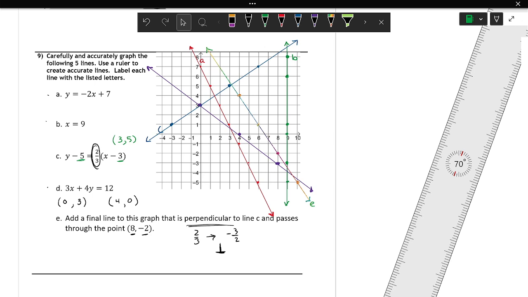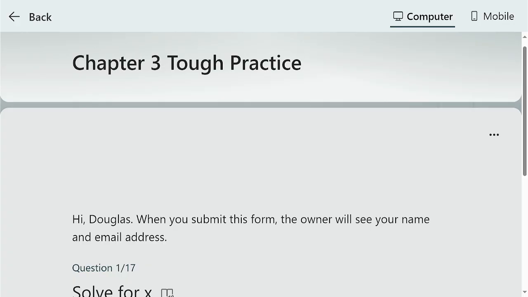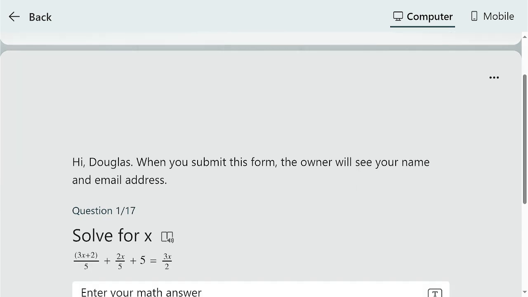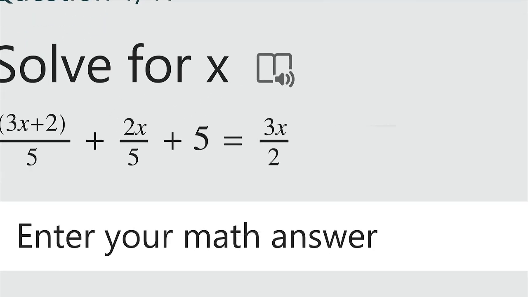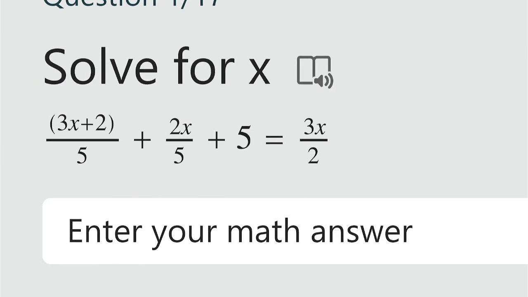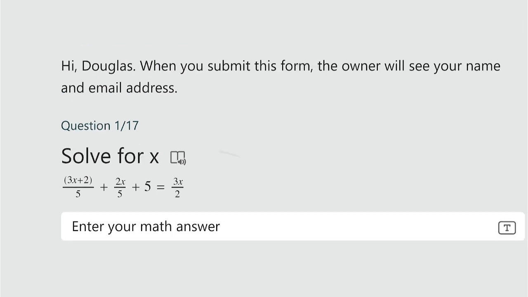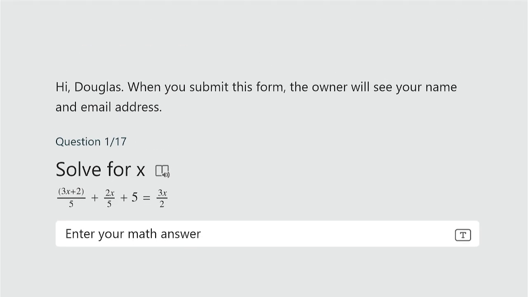So where can you get some extra practice? Let me show you this. I'm going to include a link to these problems, probably in Google Classroom, but it says Chapter 3 Tough Practice. I don't know what that means, but I've got quite a few problems here. And this is a form, and this is set up so that when you enter one answer, it's going to show you right away if you were correct or incorrect.